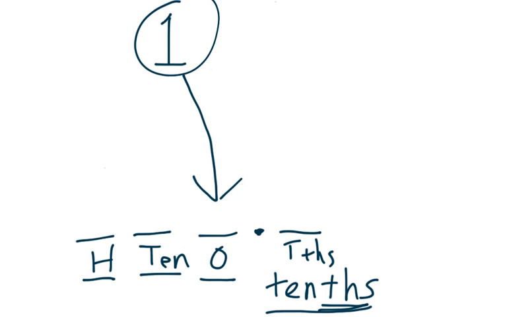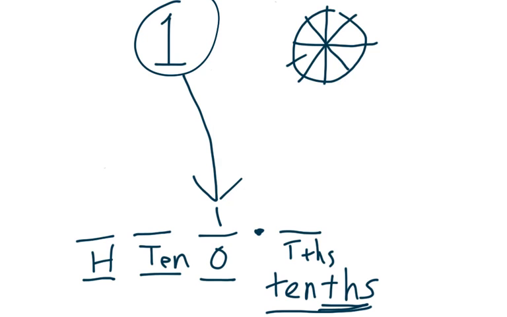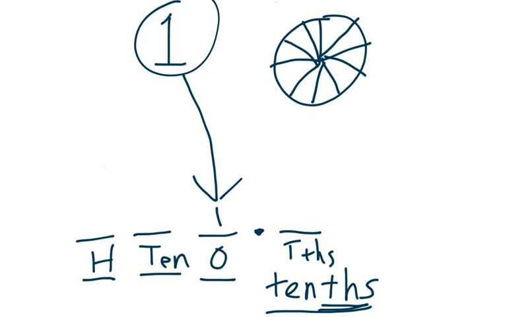We have 1. Alright, but I'm going to cut it up and get rid of some pieces. So let's say it's a pizza. I've taken my whole right here, or my one whole that should be in the ones place, and I'm going to cut it up into 10 pieces. Okay? So if we count them, we got 1, 2, 3, 4, 5, 6, 7, 8, 9, 10. So it's cut up into 10 pieces.